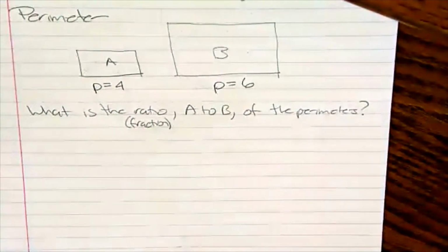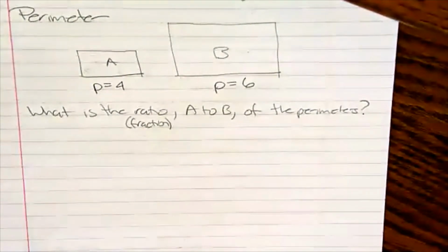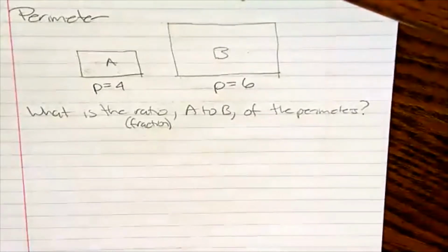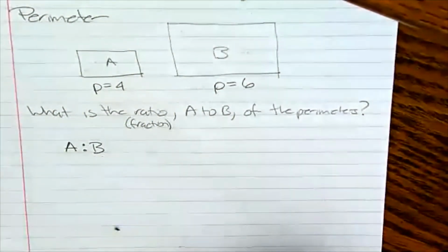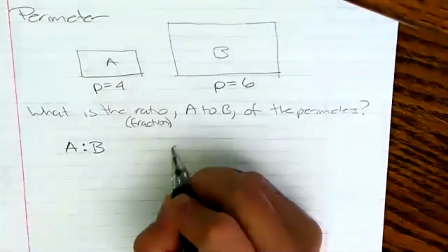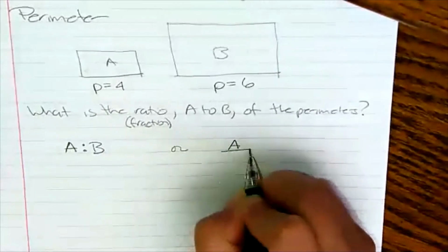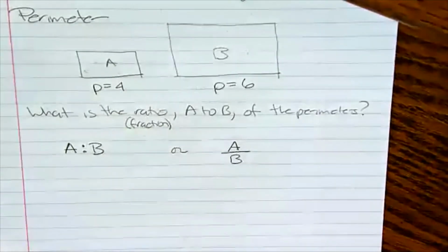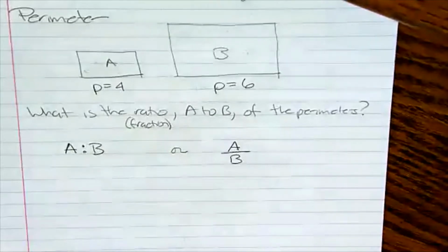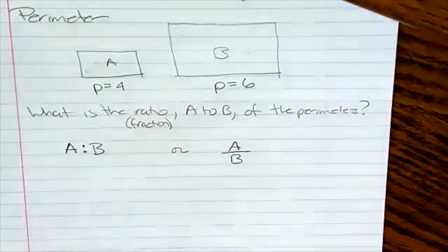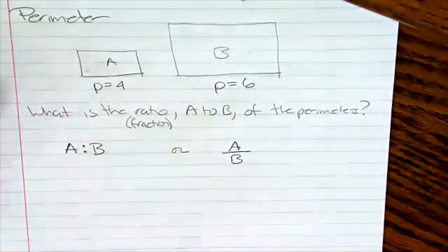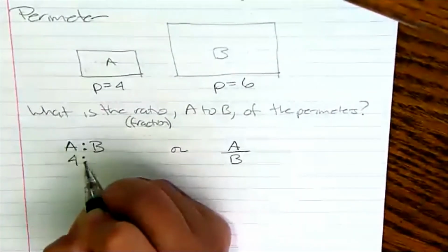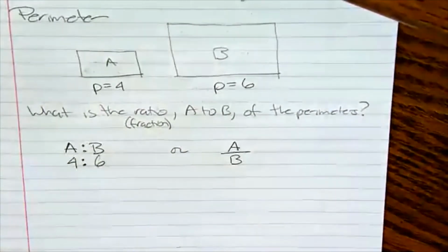So let's talk about ratios. Ratios can be written one of two ways. We can write a ratio like this, A to B, or we can write it as a fraction, A over B. And we want to know what is the ratio of the perimeters, A to B. So my perimeter for A is 4, and my perimeter for B is 6.